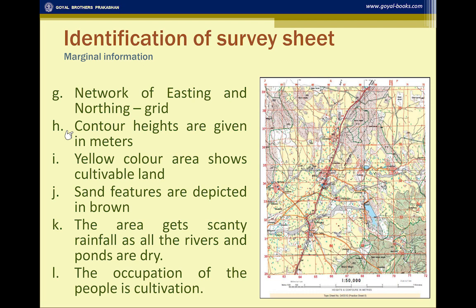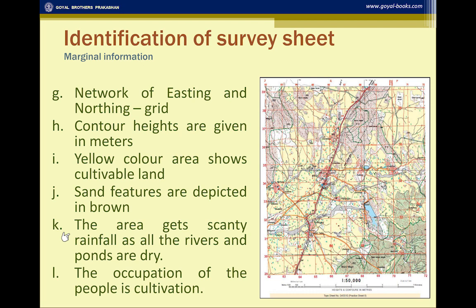Contour heights are always given in brown. You can see the contours in this, they are all in brown color. The yellow color in the survey sheet shows the cultivable land. The sand features are always depicted in brown. You will see the speckled brown dots which show that the area is a desert or an arid region. The area gets scanty rainfall.